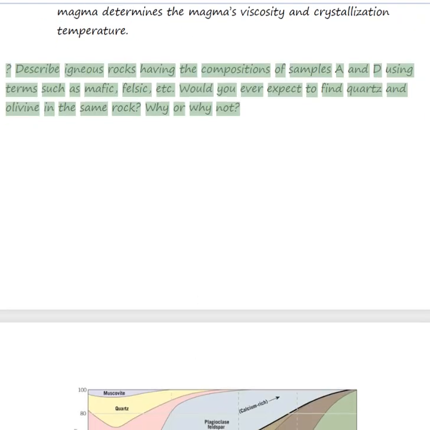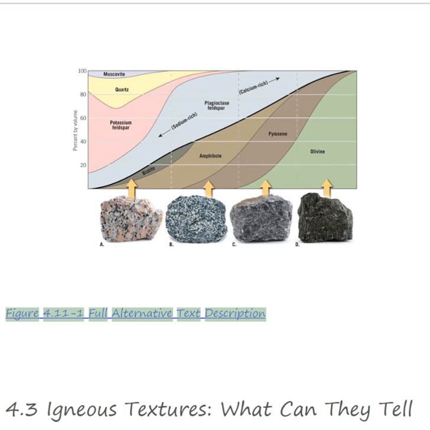Describe igneous rocks having the compositions of samples A and D using terms such as mafic, felsic, etc. Would you ever expect to find quartz and olivine in the same rock? Why or why not? Figure 4.11-1 Full alternative text description.